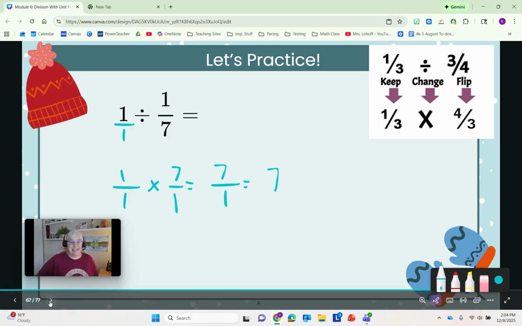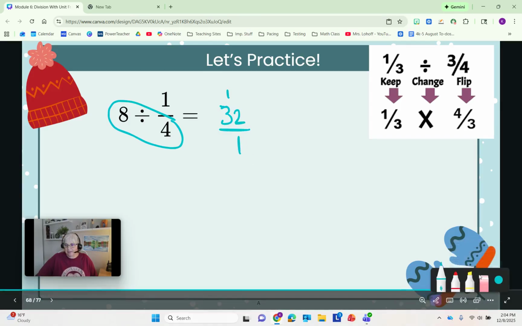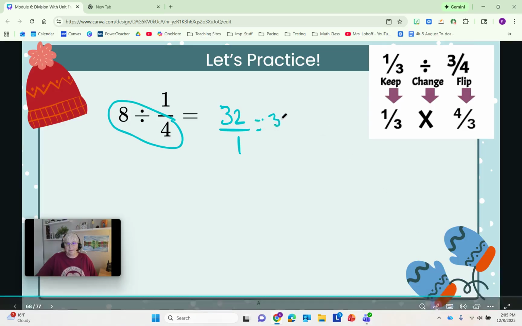That's it. It's the same thing over and over again. This will be our last one. Go ahead and practice this one on your own. You might be switching to the quicker method, and that's fine. If you've realized that you just are multiplying these numbers together, you're going to get 32 over 1. That's going to equal 32.